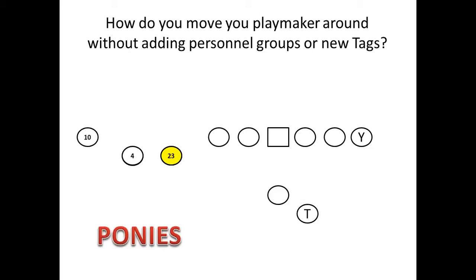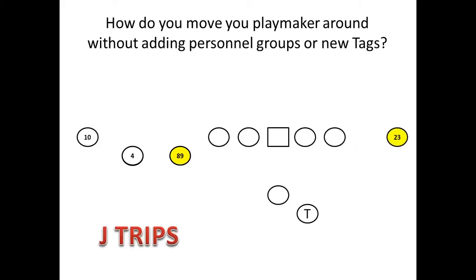The Y's name begins with a J. So what we ended up doing was we would call this J trips. What would happen is the Y would switch with our slot receiver, and then there's a great combo, as now we have 23, our best playmaker, on the backside, and now we have the tight end here in space.